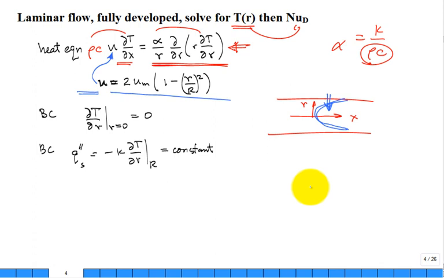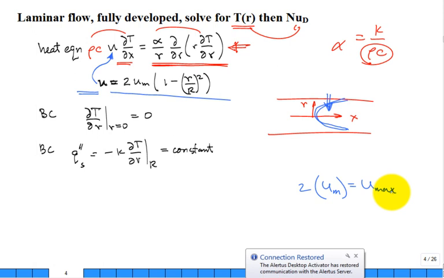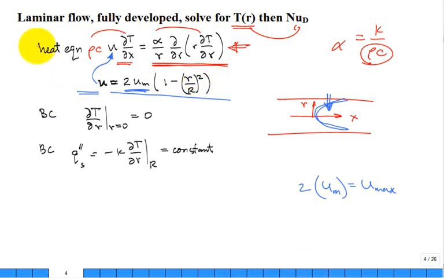Isn't the mean temperature multiplied by 2 equal to the maximum temperature? Yeah. So we have the maximum temperature times 1 minus r over R squared, that quadratic profile. All right, you have a good differential equation.